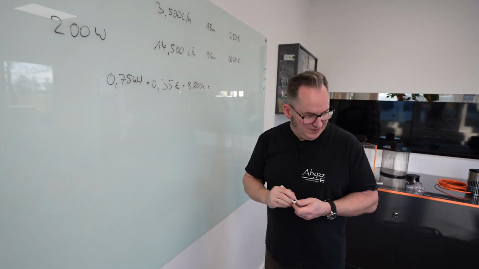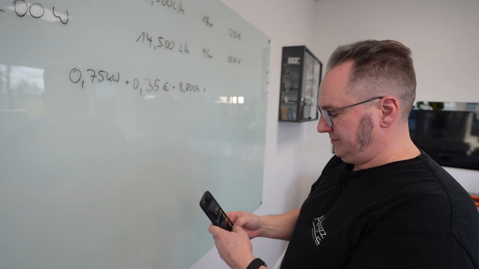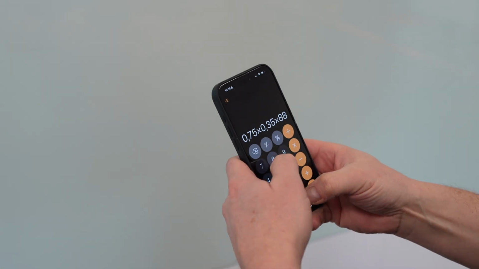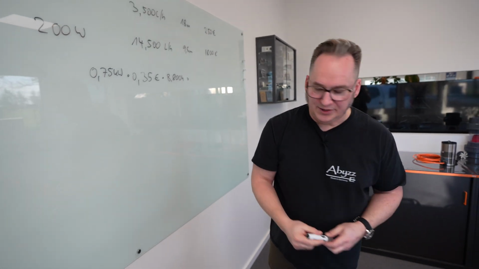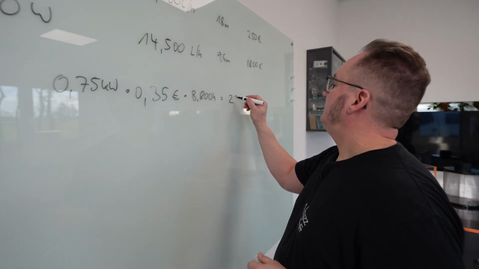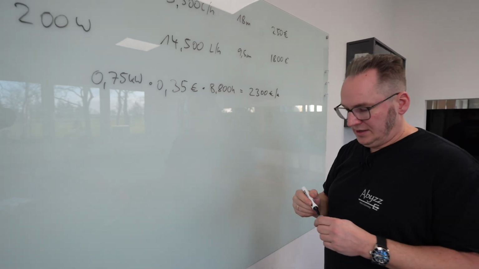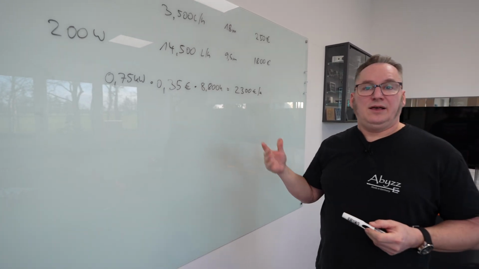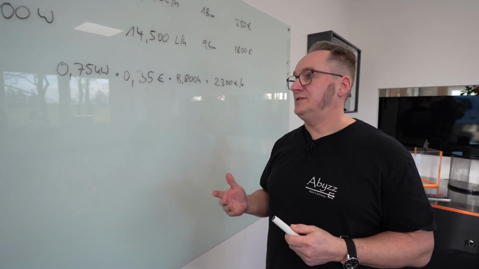Now, if we put that into the calculator, 0.75 times 0.35 times 8,800. So that's our actual running cost, 2,300 euros per year. So that's quite a bit of money, roughly 200 euros per month, just in energy cost.